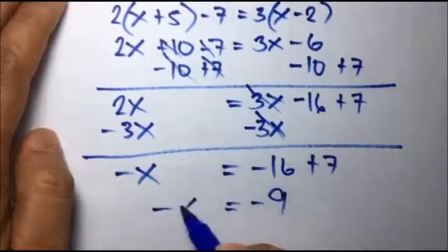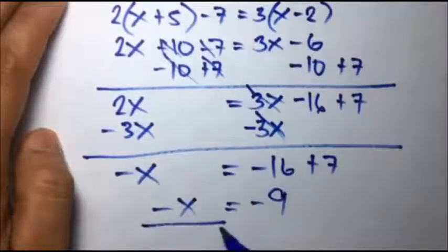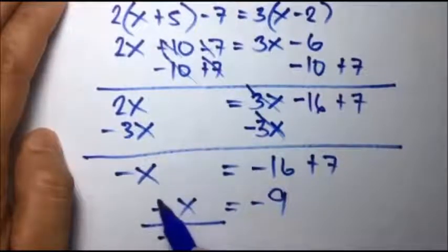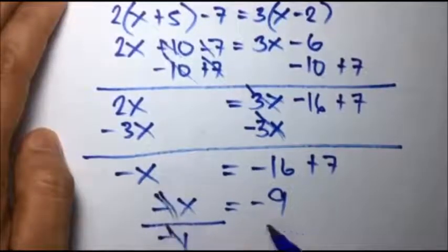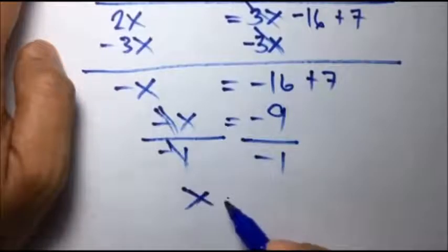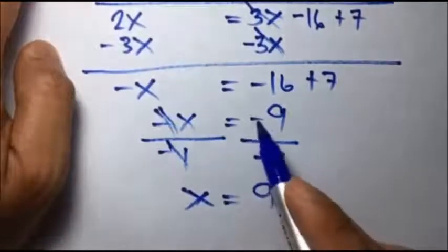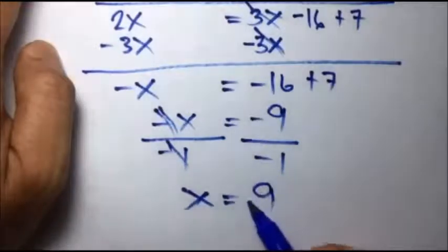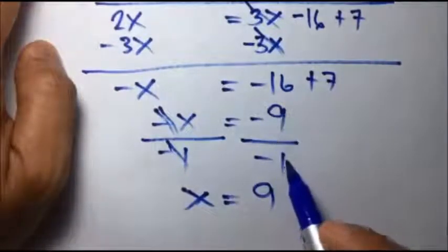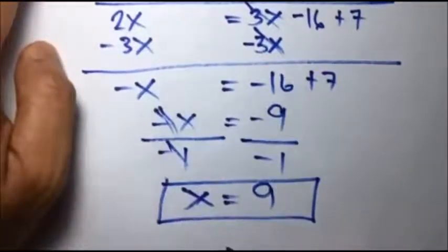So we have negative x. To isolate x, we divide by negative 1, so we can cancel this negative here, and then negative 1 here. The x is remaining. So x is equal to positive 9. Why? Negative divided by negative is positive. So 9 divided by 1 is 9. So the answer is 9. Our x is 9.